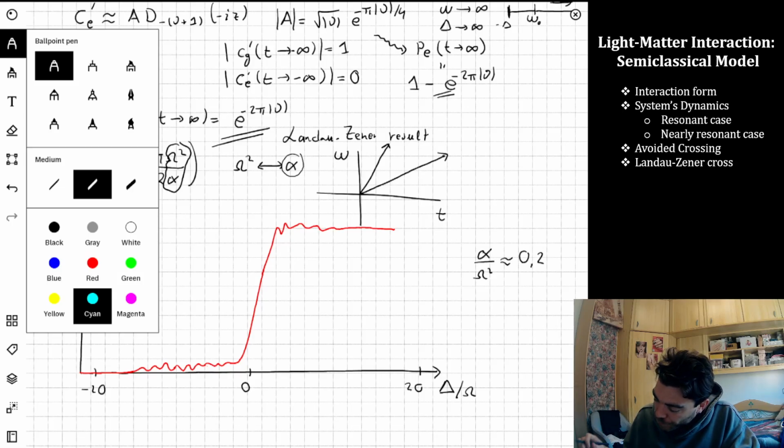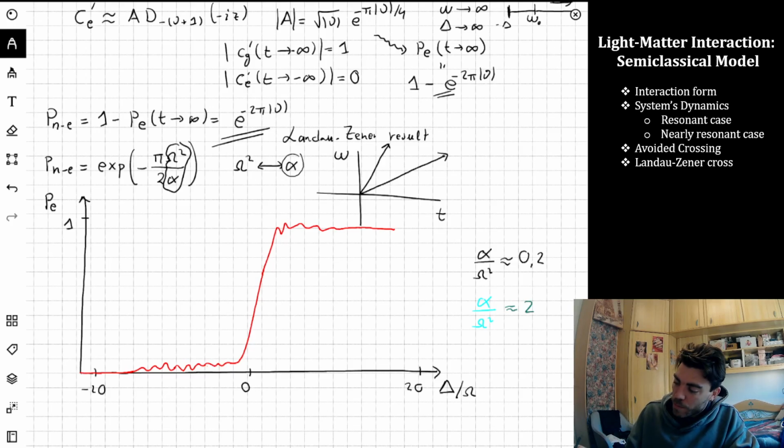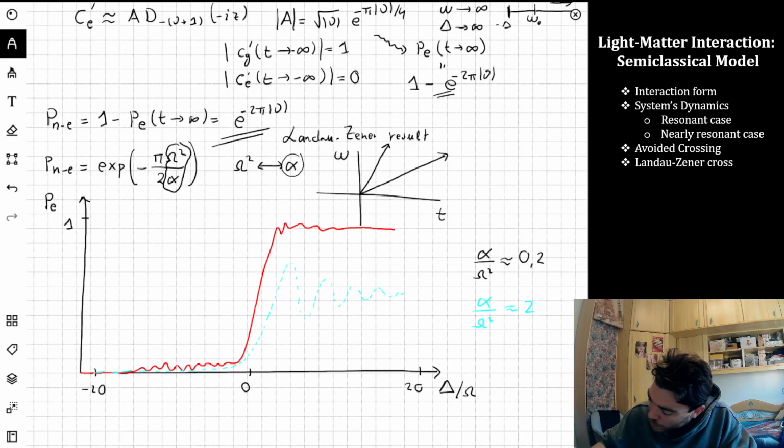While if alpha divided by omega squared is, let's say, of the order of 2, so it's 10 times higher, then you also start at 0, this is fine, then you continue at 0, and then what you see is that it increases the probability, but then it oscillates, and at the very end it oscillates towards a value that is not 0. And in particular, this thing here from 1 is this probability of not excited state that we said before. And this is the Landau-Zener crossing.